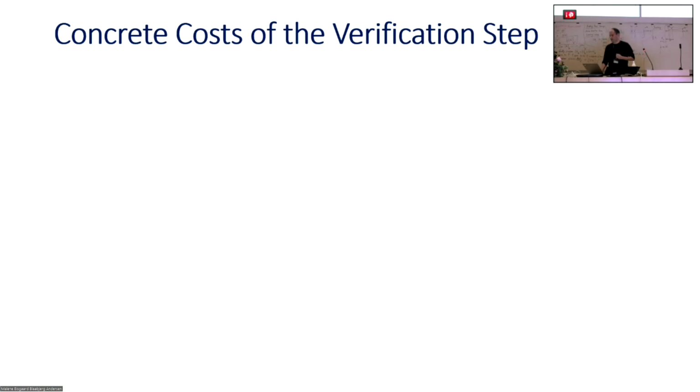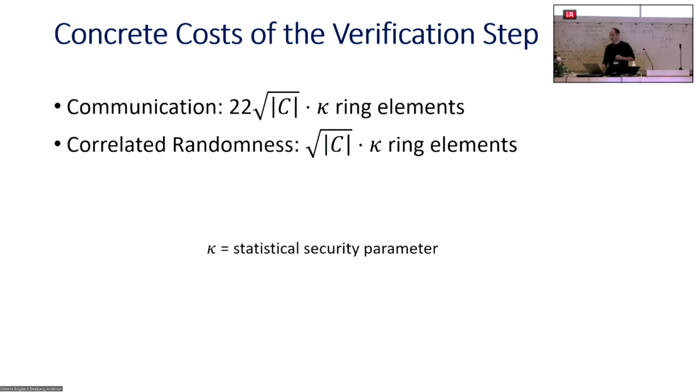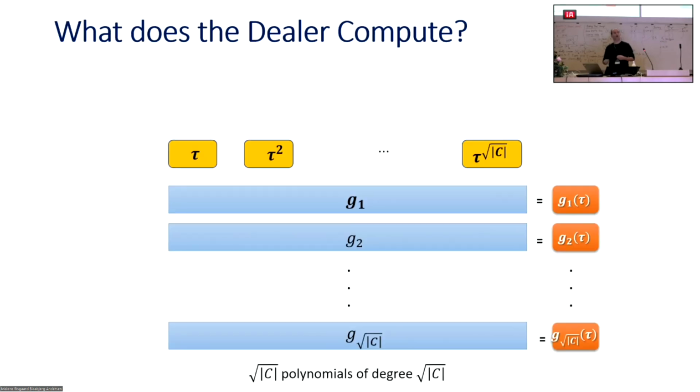Okay, so I see that I'm a little bit running out of time. So we also have some concrete costs that we show in the paper. But now let's jump and see how we can distribute the dealer's work with sublinear cost.